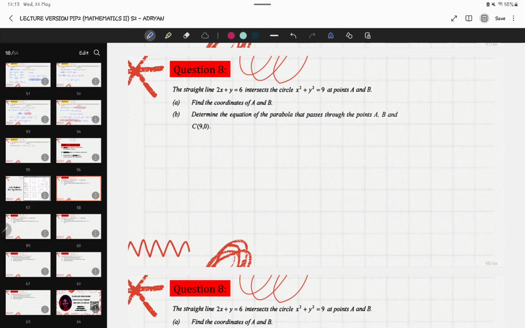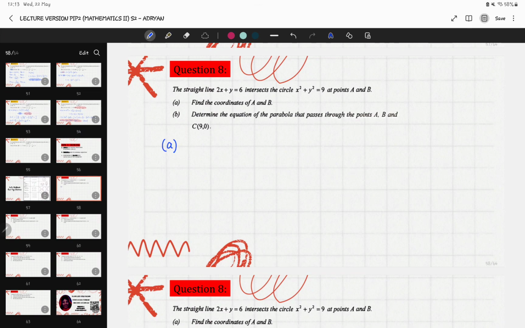Okay, so next for question 8. The straight line intersects the circle at points A and B. So find coordinates A and B. This is the kind of question that might come out in our exam, so you must be familiar with what it means. When you say intersects at 2 points, it means you will get 2 different coordinates. So for part A, find the coordinates A and B.